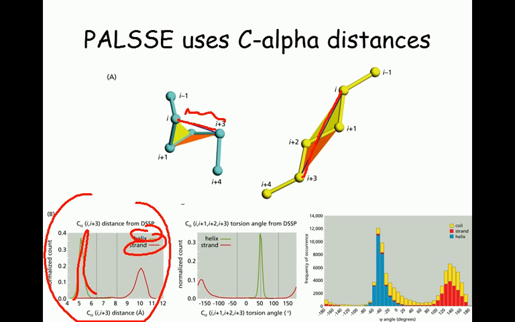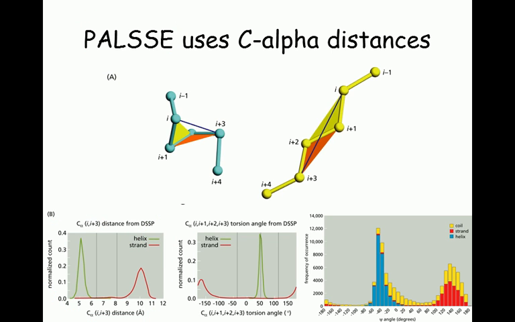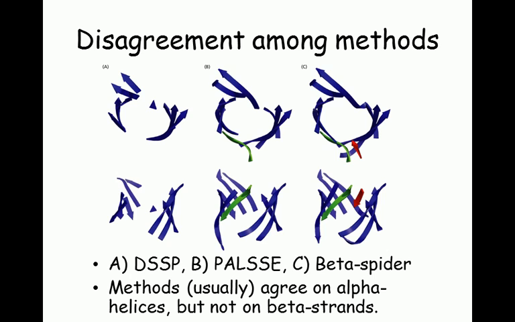So the distances that the strand structures form between i and i plus three amino acids have a different distribution than the ones that are in helices. Okay. So given this information, we can just look at these distances and be able to tell whether it's an alpha helix or beta sheet. And this program, PALSSE, uses that method. So depending on which method you use to define secondary structures, you will get a different answer. And as a result, you will get figures like this.